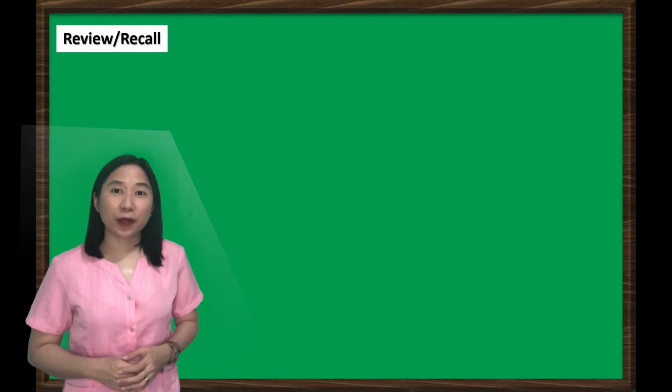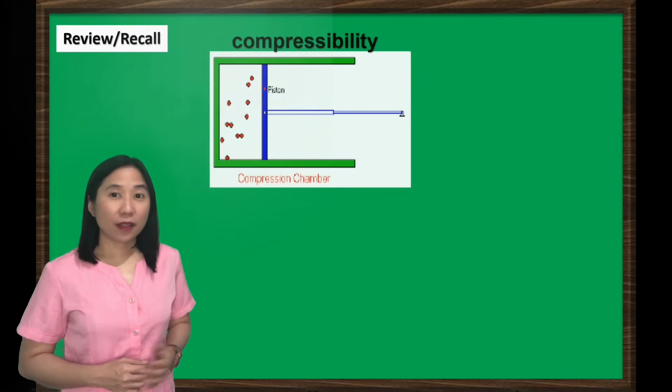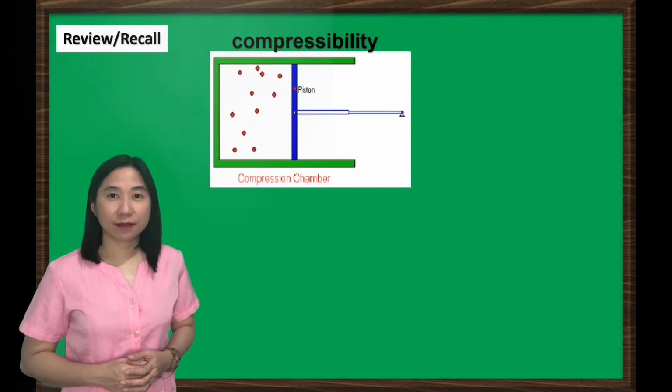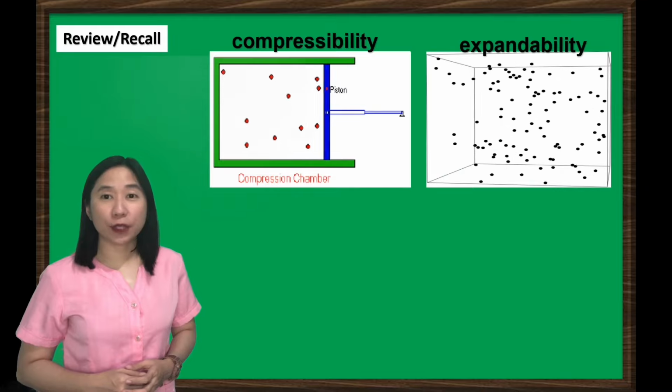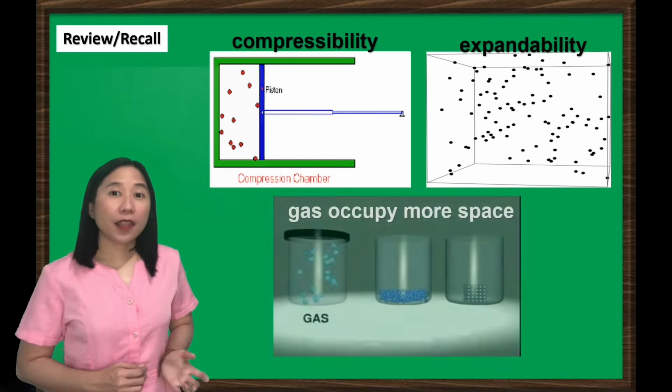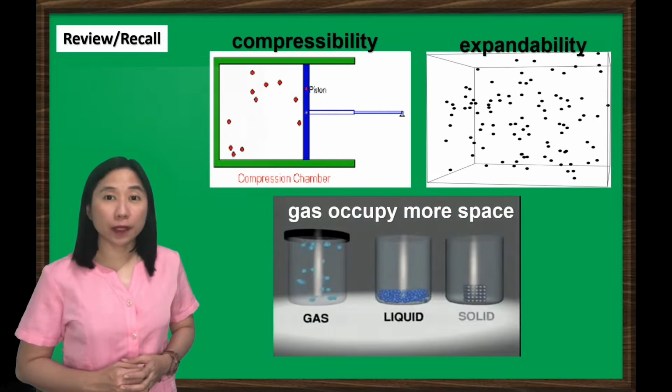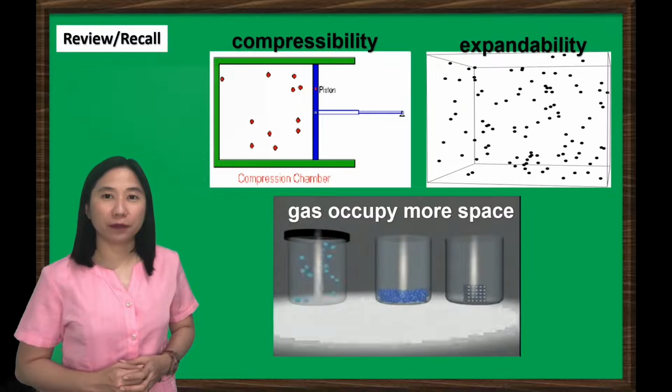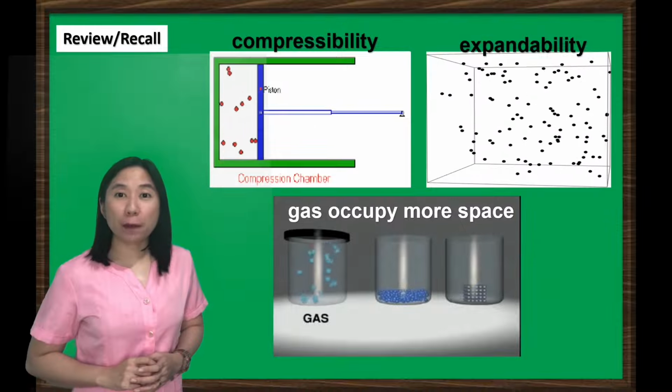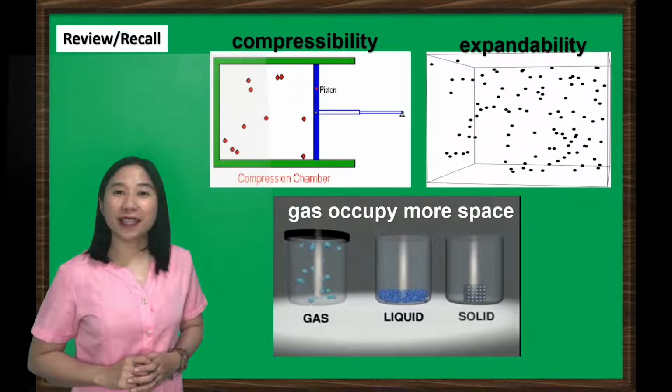Gases have three main characteristics. They are easy to compress. Gases expand to fill their containers. And they occupy far more space than the liquids or solids from which they form. Let's get to know more about properties of gases in today's lesson.